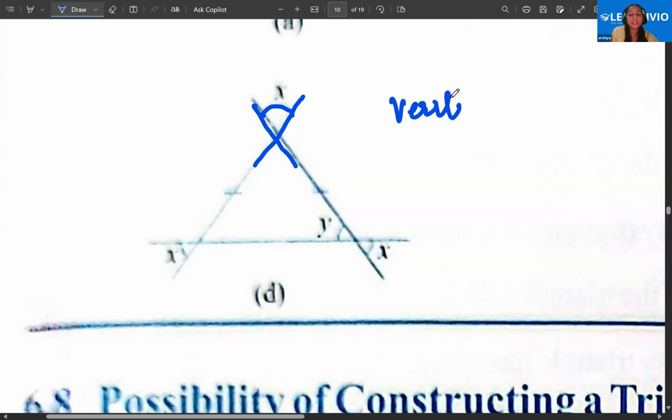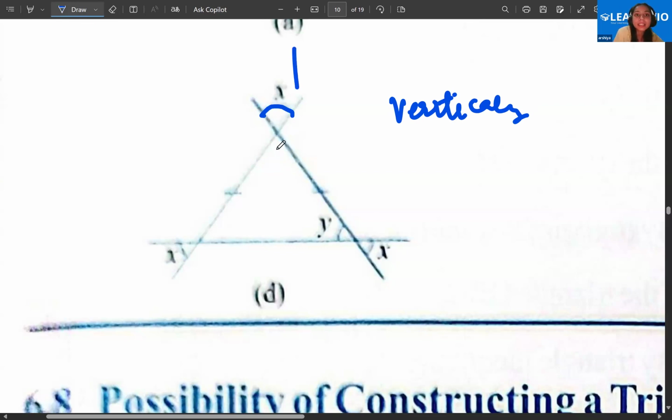Vertical angles? Yes, vertically opposite angles. And what are vertically opposite angles? They are equal. So the explanation you gave is correct. But why can't we use it? Because the angles are not on the inside, right? The angles are outside. The x is outside.